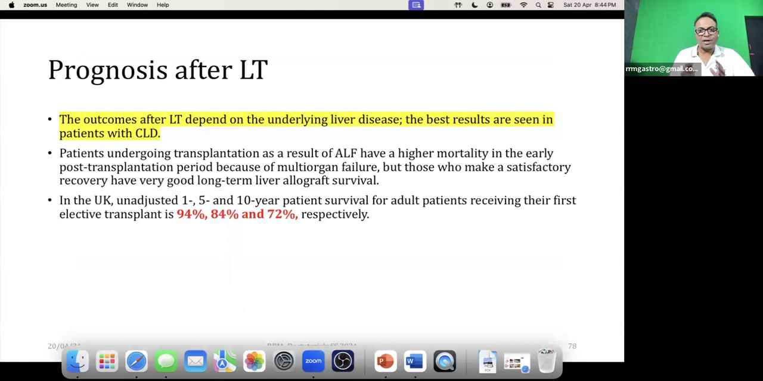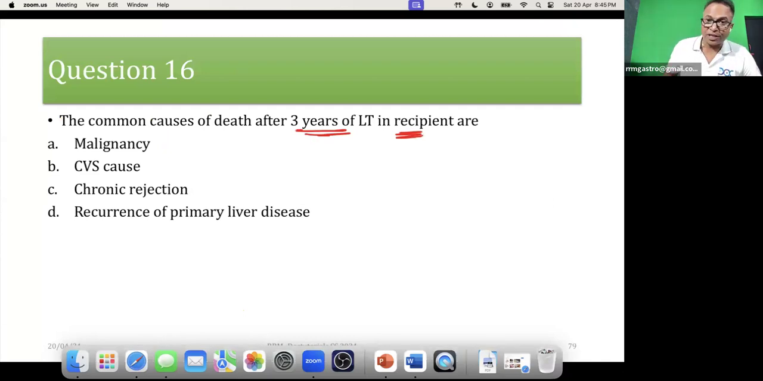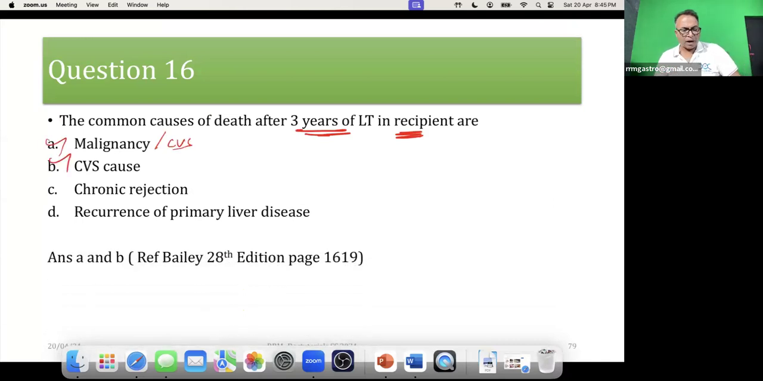So prognosis after liver transplant is extraordinary compared to other organs. 94% survive in 1 year, 84% survive in 5 years, and 72% survive in 10 years. So the common cause of death after 3 years of liver transplant in the recipient nowadays is not due to rejection or anything else. It is because of cancer or CVS causes. So these two are the causes of death after 3 years.